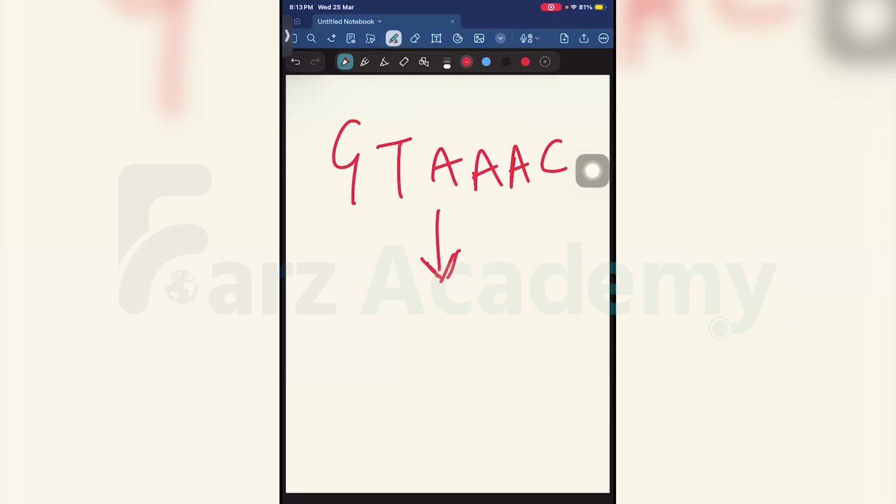Tell me, a sequence of DNA is given to you as GTAAAC. Tell me what will be the complementary strand synthesized in DNA replication for this. Oh, I'm not able to hear. You can write it in the chat box maybe.